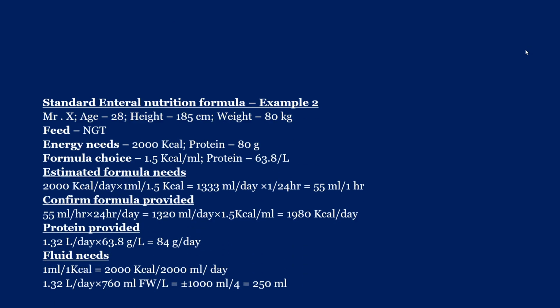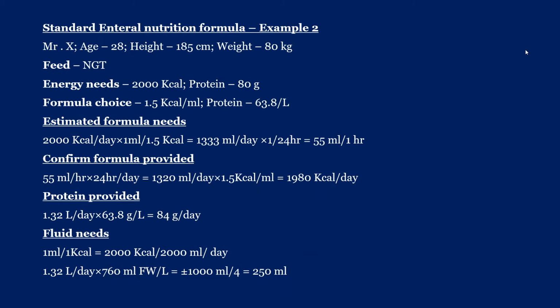One more example we'll see for standard enteral feed calculation. Mr. X, with known height and weight, opted for nasogastric feed. His energy need was 2000 calories and 80 gram protein. For this case, a 1.5 calorie per ml product was chosen, with 63.8 gram protein per liter.